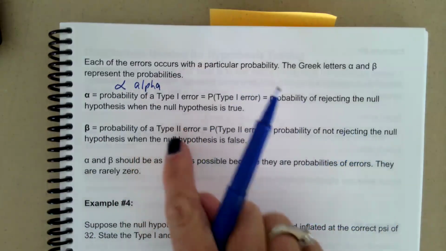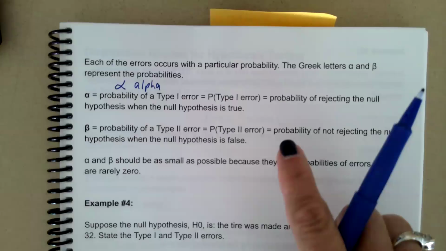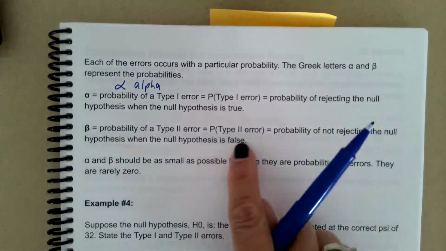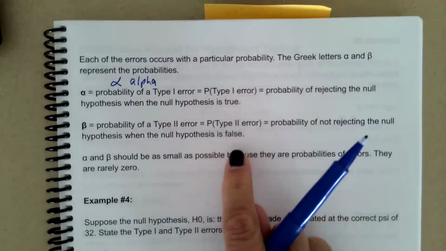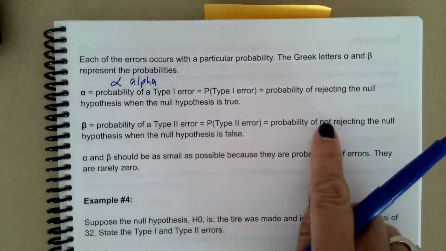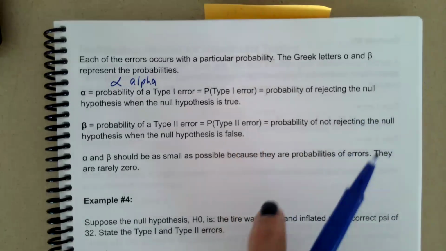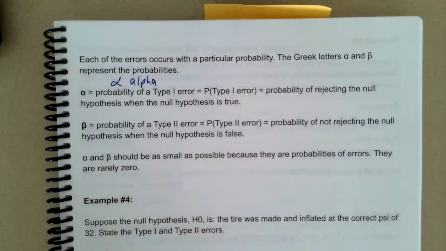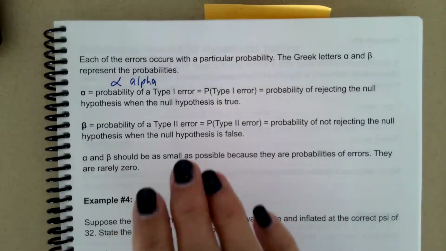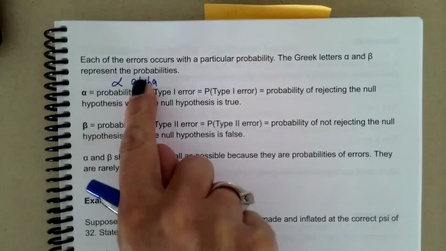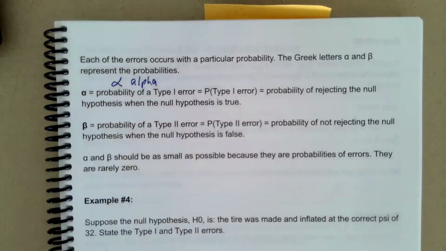Beta is the probability of a type 2 error, and that by definition is the probability of not rejecting the null hypothesis when the null hypothesis is false. And so that is when they're actually guilty, but the jury says they're not guilty. So ideally, we'd like to keep both alpha and beta as small as possible. Rarely could they ever be zero, but we are trying to keep them as small as possible. And we're really only able to kind of control alpha with what we're working with in this class.